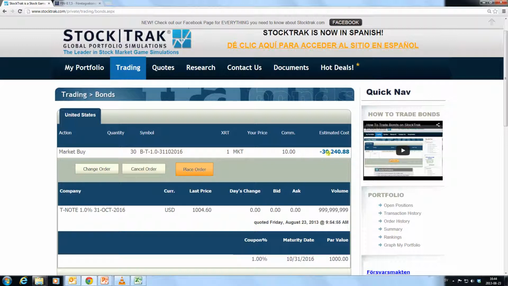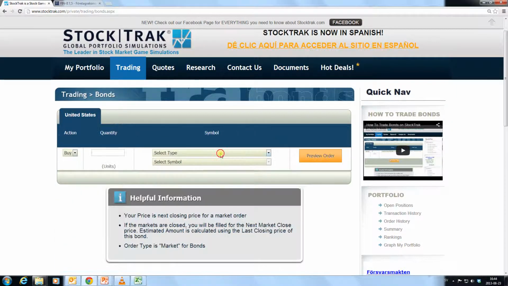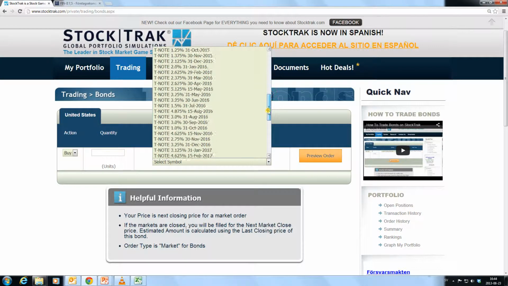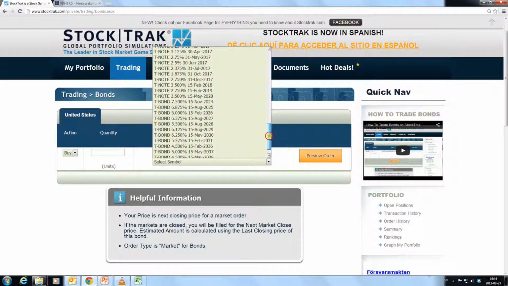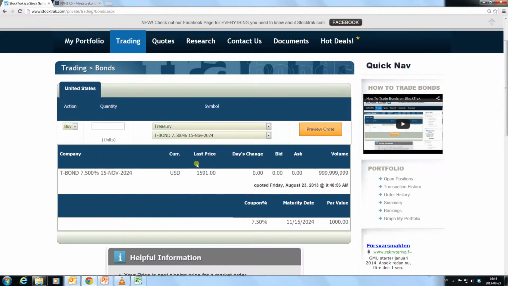Okay, that will cost me approximately $30,000. That seems fine, so I place the order. And now that's done. Okay, and then for the last one, I wanted a treasury bond. And here I would like the one with the highest coupon rate, which turns out to be the one that expires in 2024 and has a coupon rate of 7.5%. Okay, so I look at this one and I see that the price is $1,591, and let's say I buy 20 of this.